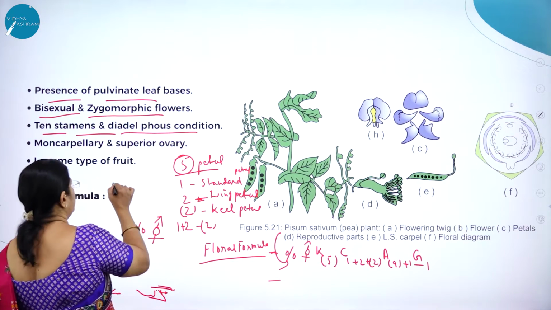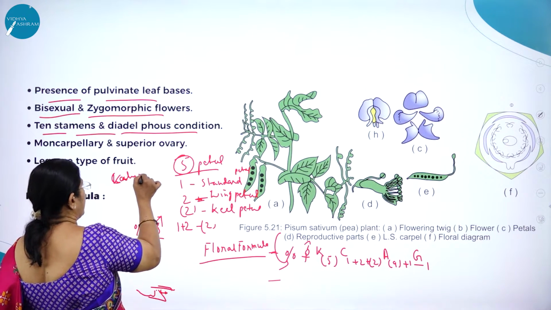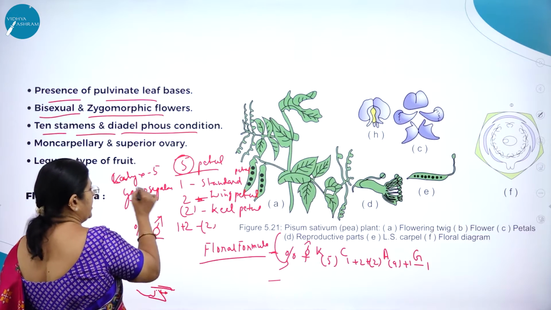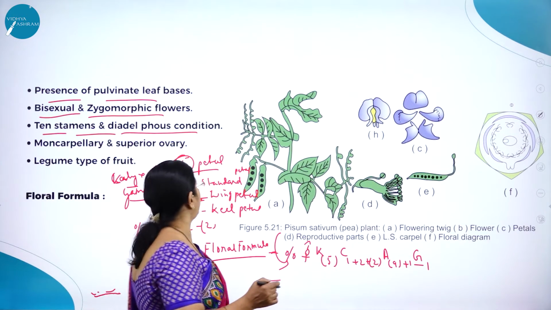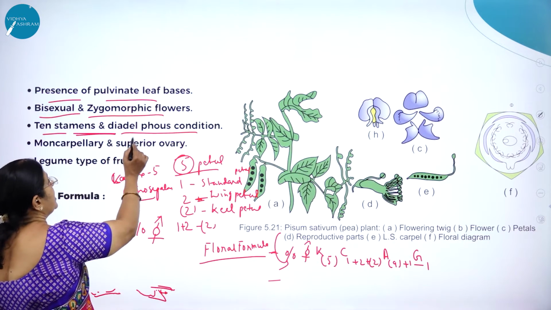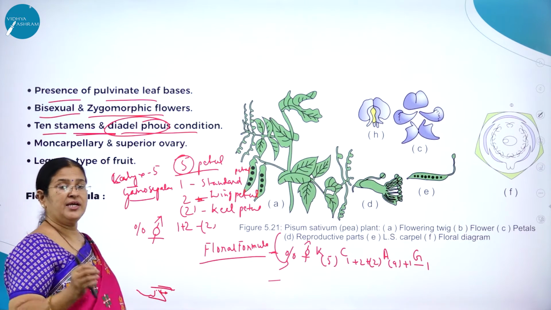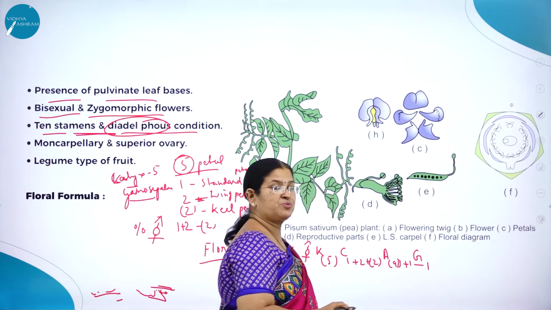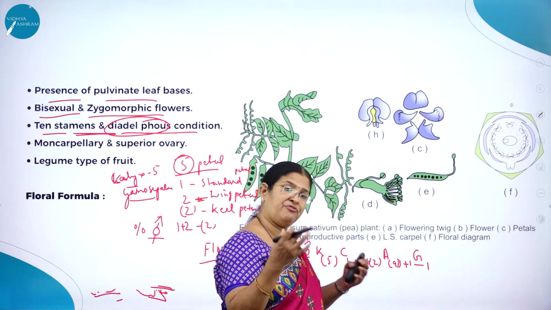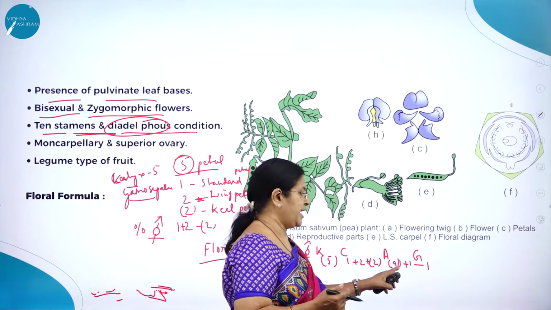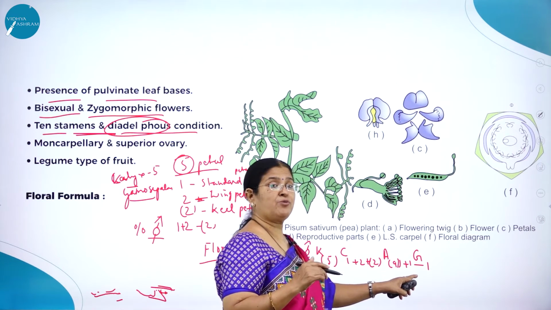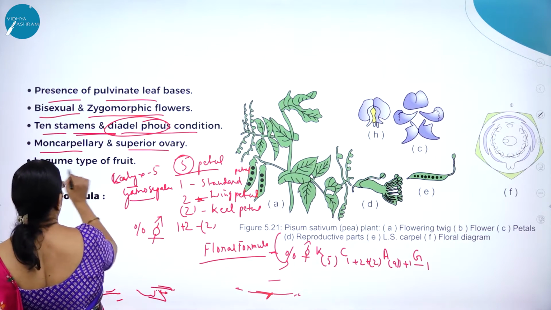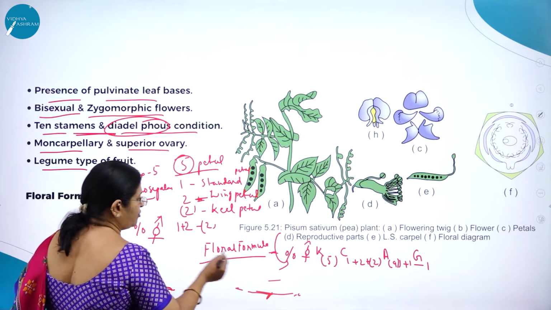Calyx how many? That is calyx 5. It is gamosepalous. Hence stamens are 10. Here you can see 10 stamens and diadelphous. What do you mean by diadelphous? They are arranged in 2 bundles, 9 plus 1. But 9 are fused, so you call it as what? Synandrous. All the 9 stamens are fused. So you use the word synandrous. 9 plus 1. Then gynoecium, superior ovary, monocarpellary. Legume type of fruit.